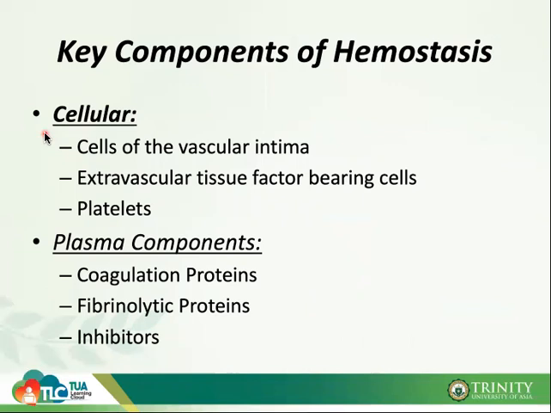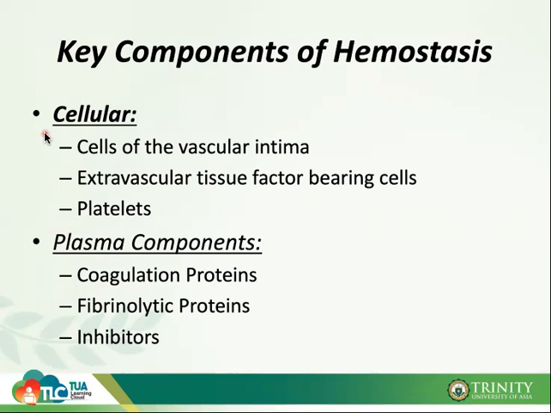When we talk about cellular components, these are the cells of your vascular intima. To be more specific, these are your endothelial cells. This will be part of our discussion in the coming weeks when we talk about your vascular intima. Next, we also have your vascular tissue factor bearing cells. Very simply, all of your tissue cells that contain tissue factor are included here. They secrete a very important coagulation factor 3, which is your tissue factor, also favoring coagulation. And of course, last but definitely not least, we have your platelets, being one of the key cellular components for hemostasis.